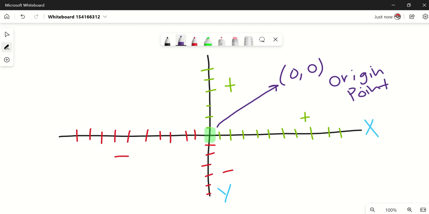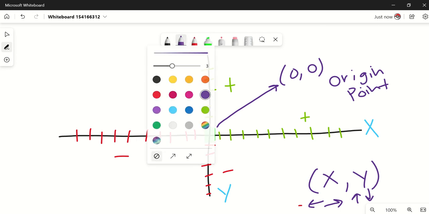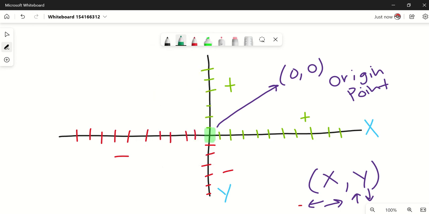The first number in the ordered pair is your x coordinate. The second is your y coordinate. So x will tell you to go left or right. Y will tell you whether to go up or down. You go left if it's negative, right if it's positive, down if it's negative, up if it's positive for y.